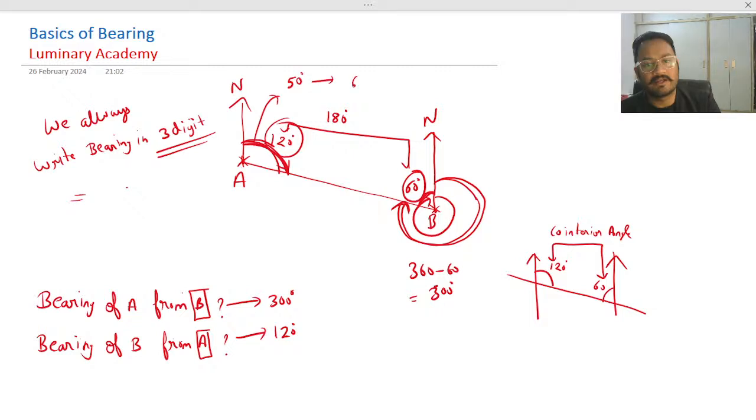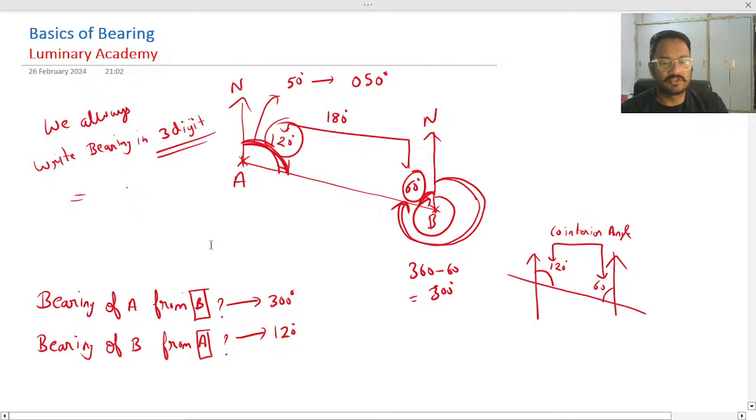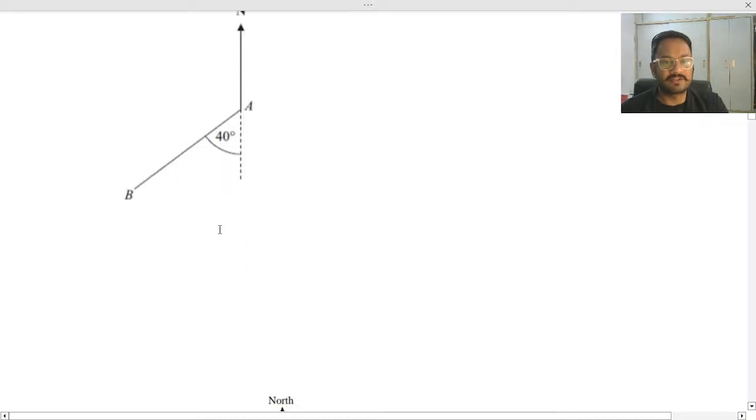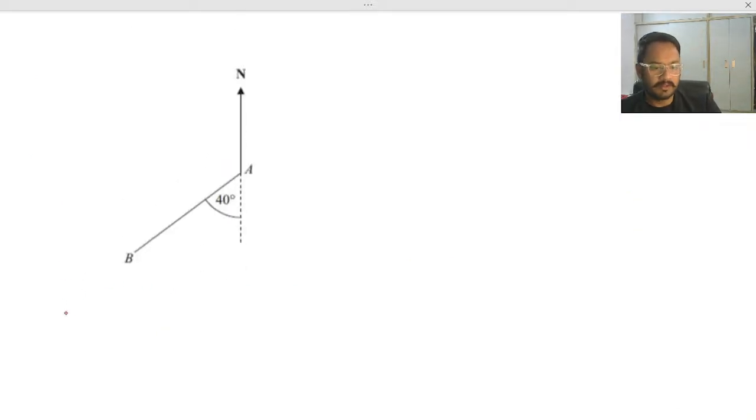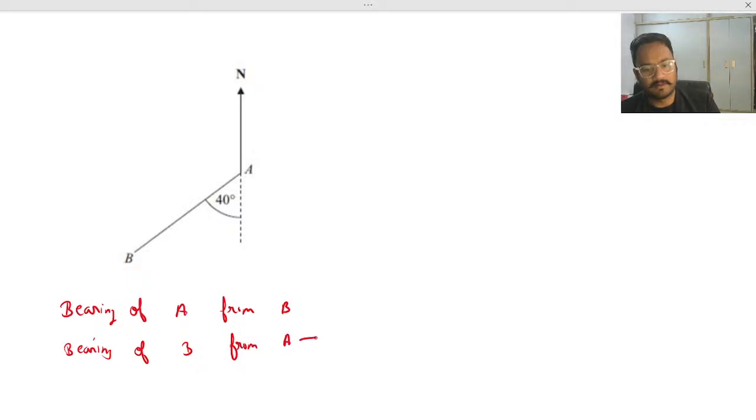We have to write it as 050 degree. Done. So we have done this part. Now, if I ask you, this is the question for you all. Let's see who can answer. Bearing of A from B and bearing of B from A. This is just a random question. So let's see who can answer.